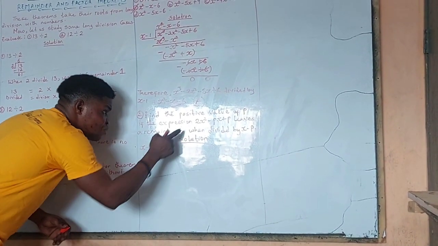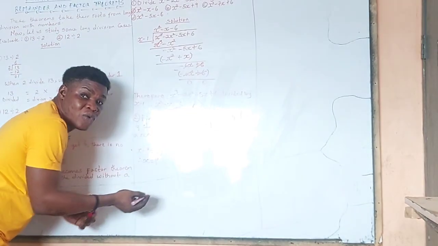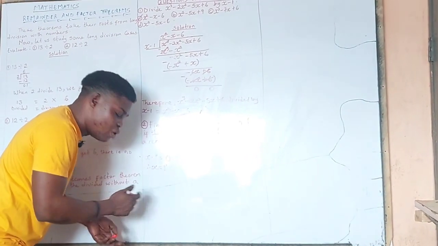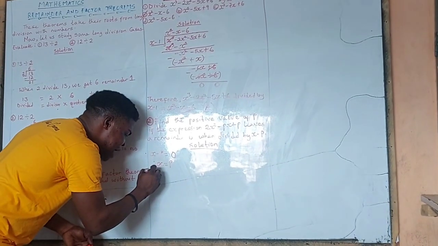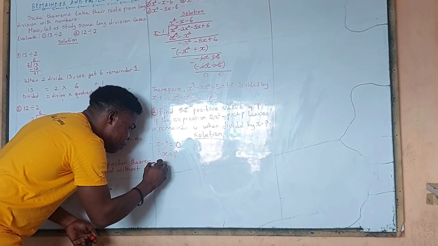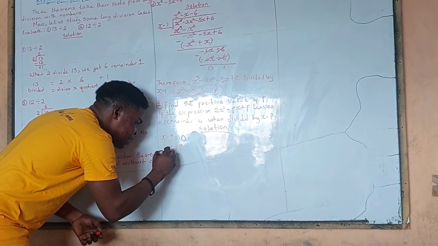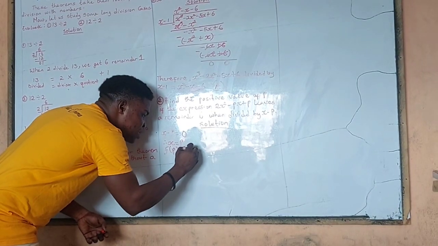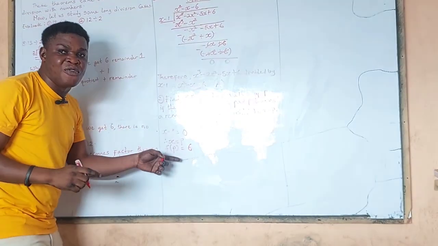So since we are now asked to find p, we are going to use it as function p, not function x. It's now p, not function x. So whenever you see something like this, function p will now be equal to 6, because the remainder is 6. The remainder of function p is 6.